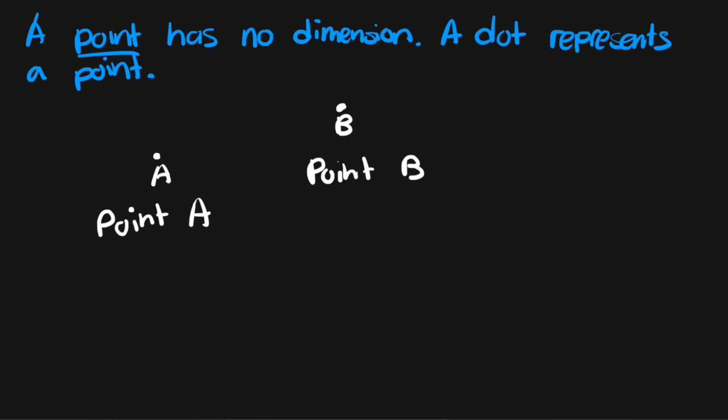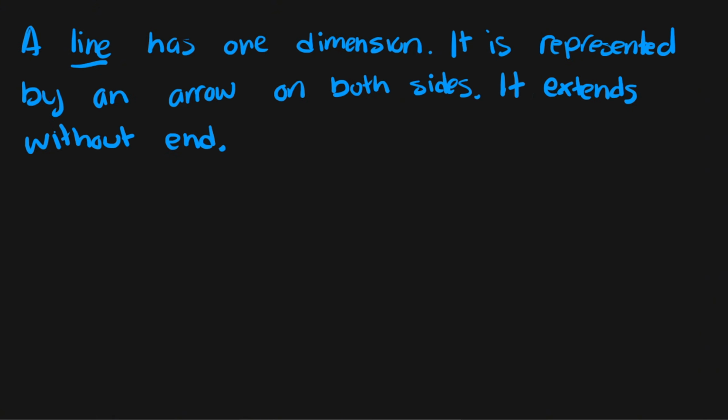Okay, so for lines, you need to know that a line has one dimension and it is represented by an arrow on both sides. Additionally, it extends without end. So let me draw you an example. If I get the line tool here, make a quick line right here. Okay, so first things first, you need to put 2 arrows at the end, right? And you can name the line with just 2 points. You only need 2 points on the line for you to be able to name it.